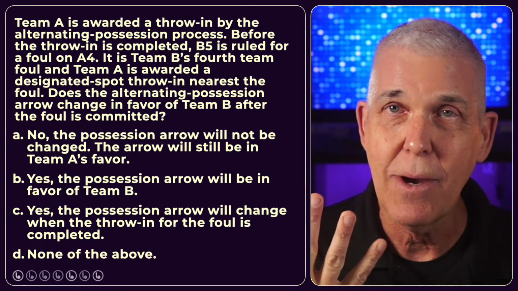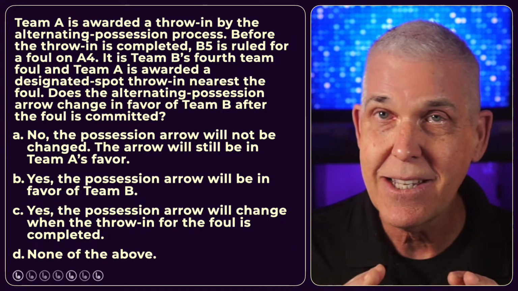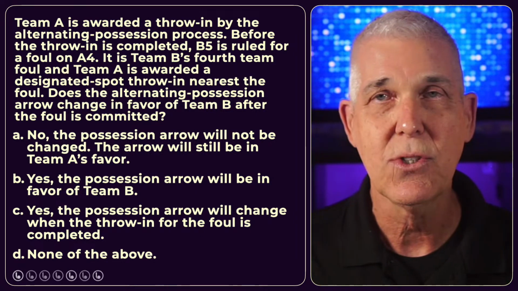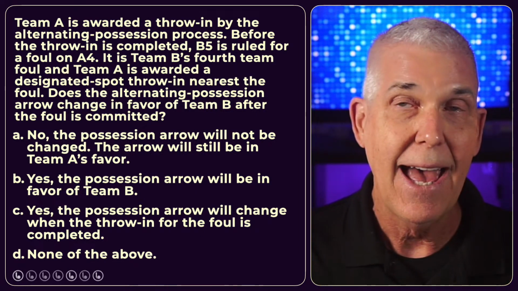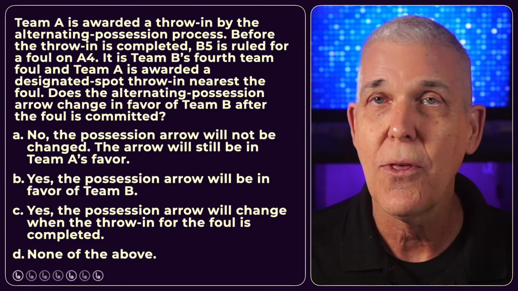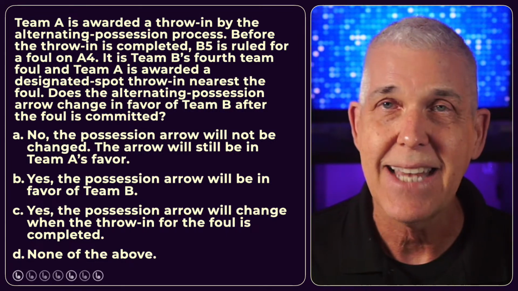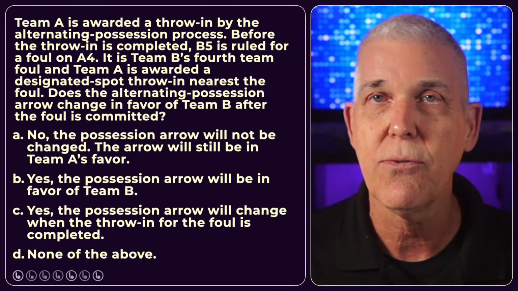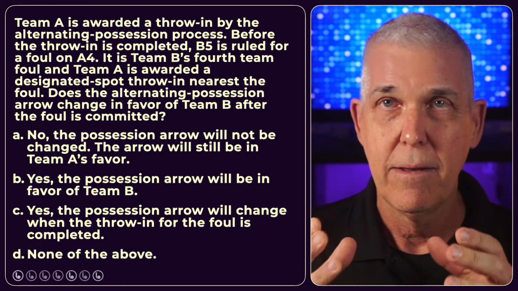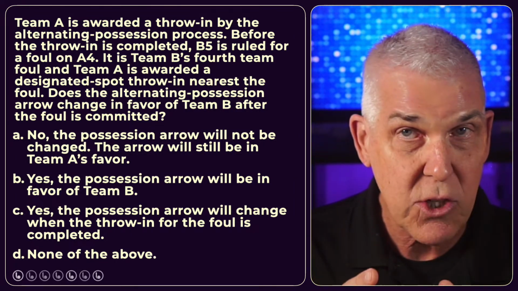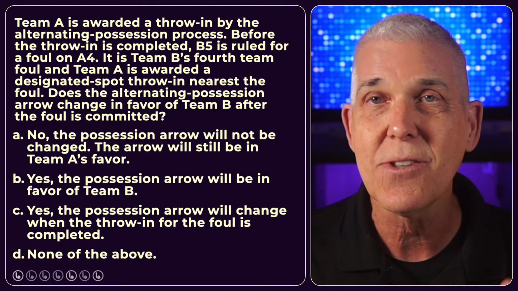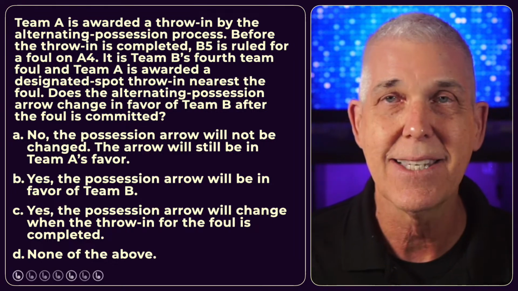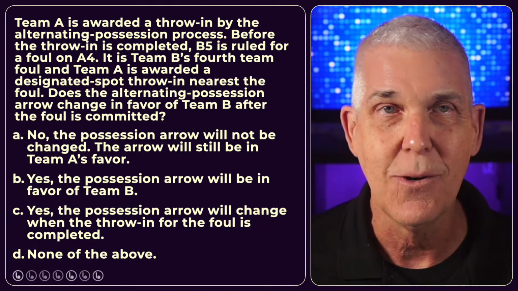It ends in one of 3 ways. The ball is legally touched in bounds, the ball is touched out of bounds, or the throwing team violates. Has any of these occurred during this alternating possession arrow throw-in? The arrow will be switched when the throw-in ends. Has the throw-in ended in this situation? That's what we need to know.